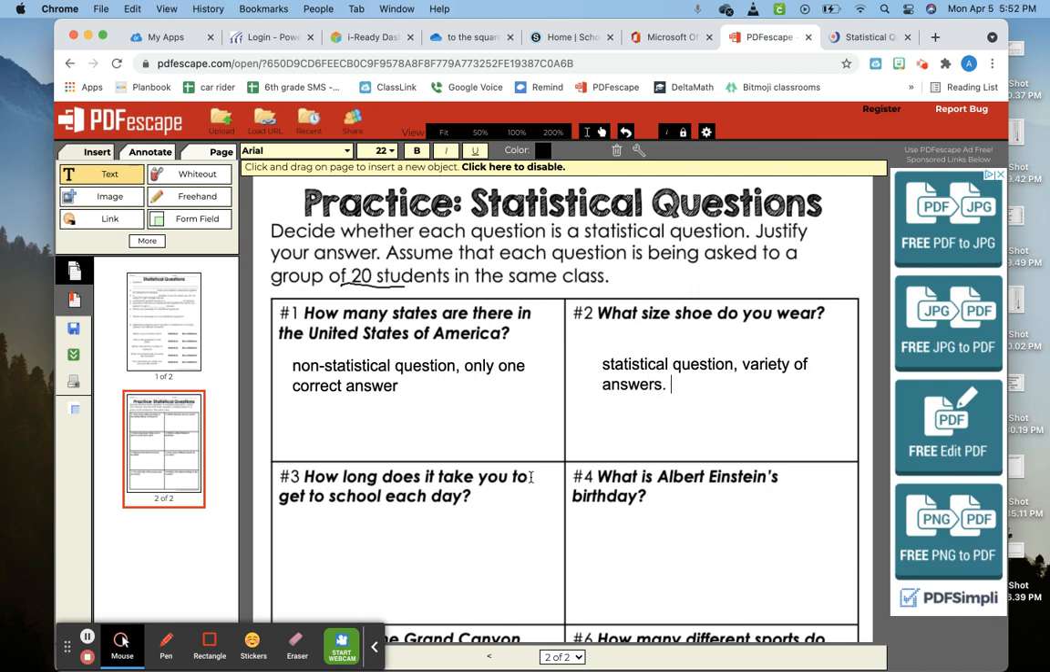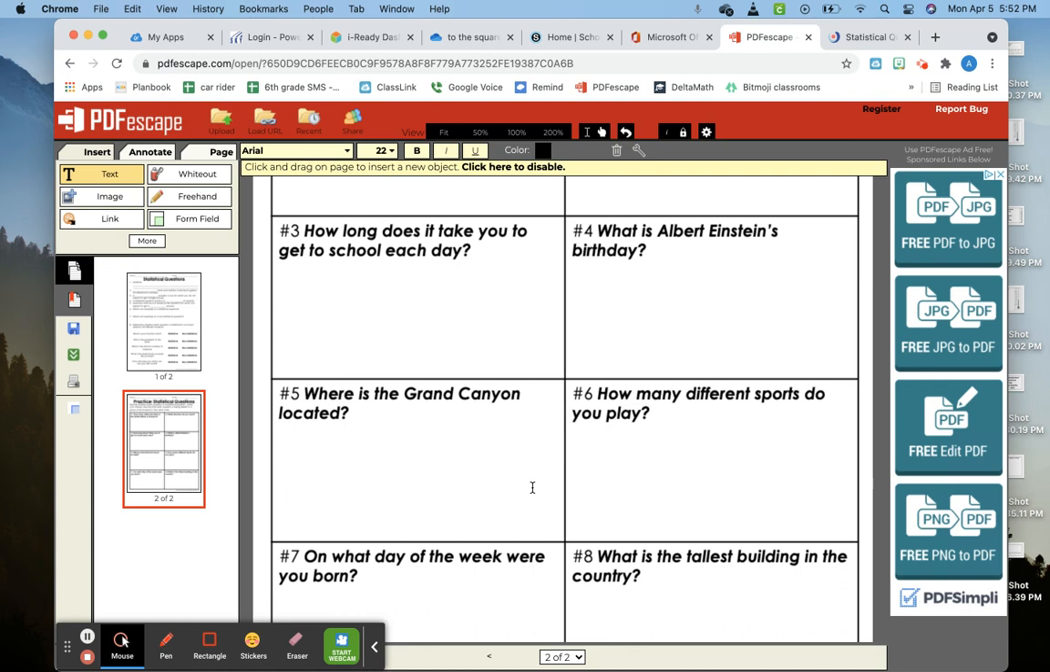So you're just going to go through all 8 of these problems and answer the questions. If you think about asking the entire class, if you would get more than one answer, then that's a statistical question. If you ask the entire class and you would get the same answer, or there's only one correct answer, then it would be a non-statistical question.